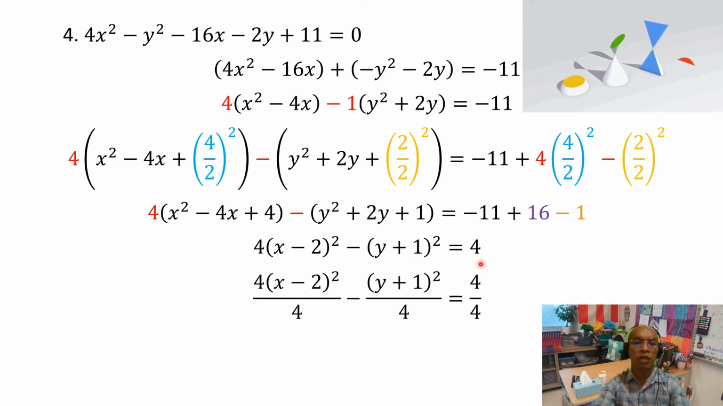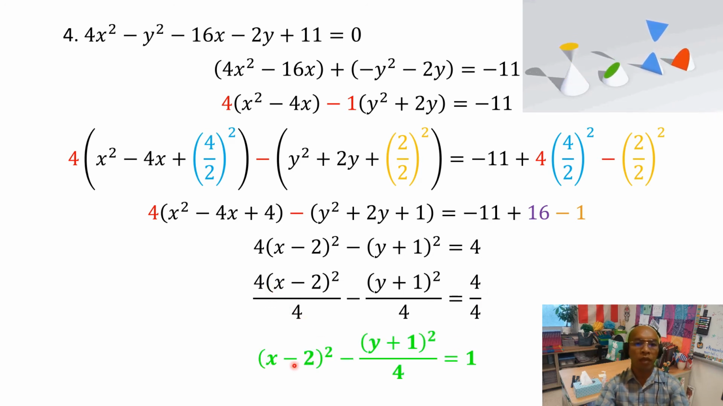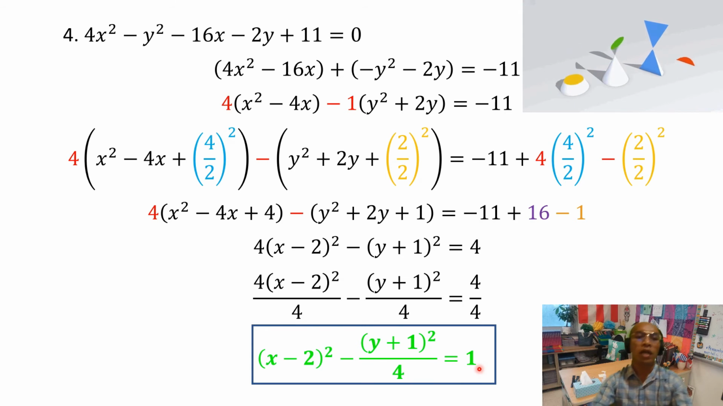So divide both sides of the equation by 4. So 4 divided by 4 would be x minus 2 quantity squared over 1. Then minus 1 over 4, or 1/4, so y plus 2 quantity squared over 4. Then 4 divided by 4 is equal to 1. So this is now the standard form of this given equation.